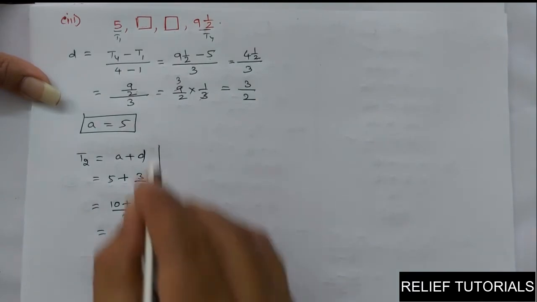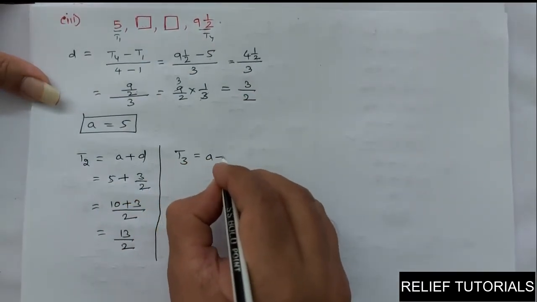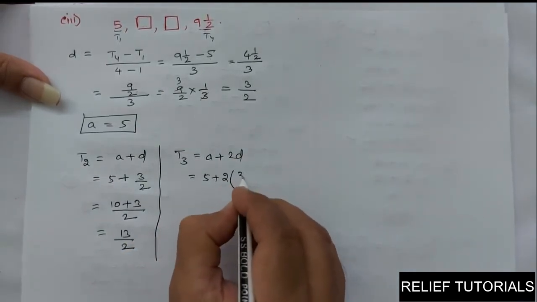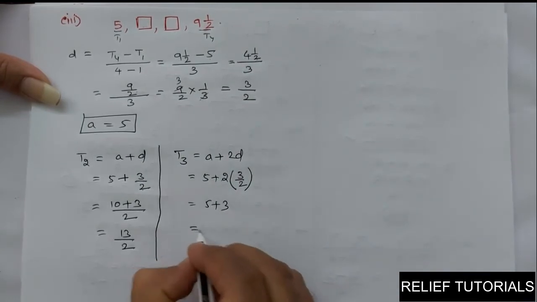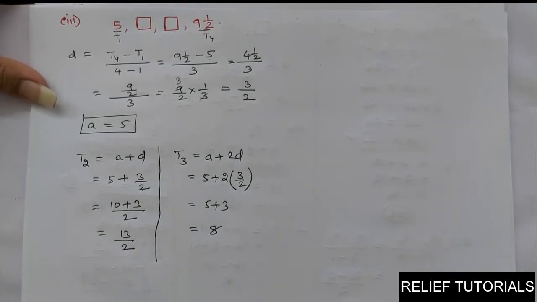Now you have to find third term. So T3 is A plus 2D. So A is 5 plus 2 into difference. Difference is 3 by 2. 2 cancel. So that is equals to 5 plus 3. So that is equals to 8. You got it, friends? Very simple.